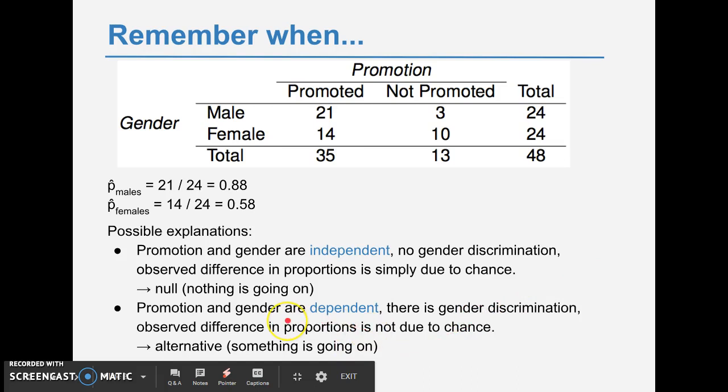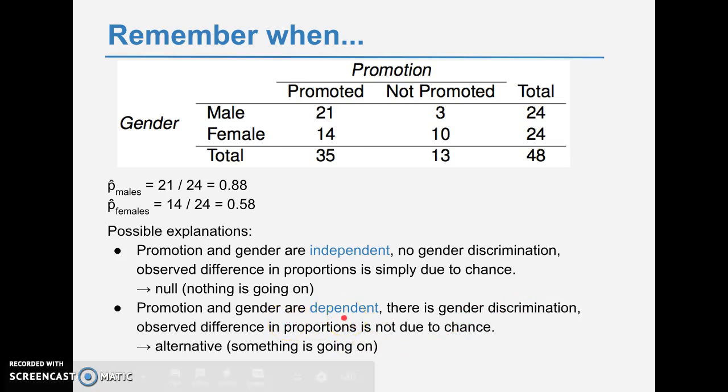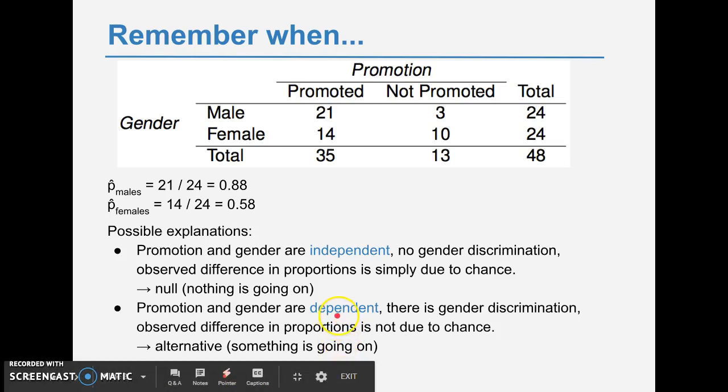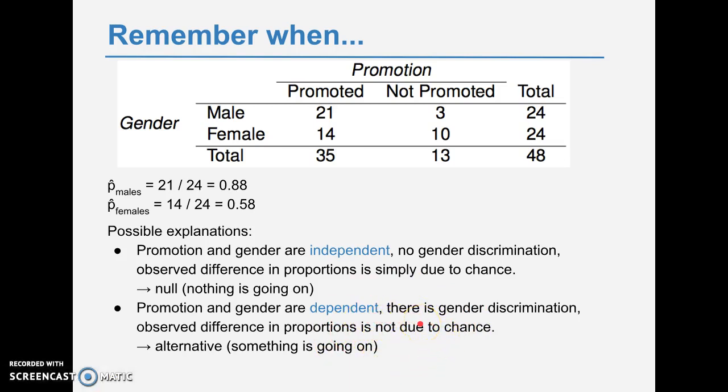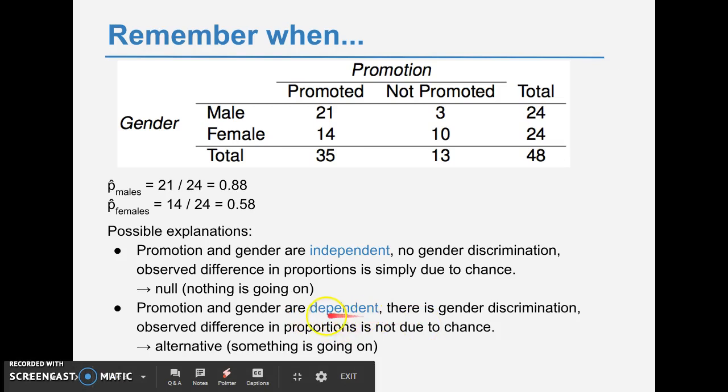Now, the other scenario is that the gender promotions are not independent. If they're dependent, that means that gender is a factor in whether or not the person gets a promotion. So there is gender discrimination. So dependence is a bad thing here. That means that your chance of getting a promotion depends on your gender. So the alternative to the null, meaning it's no problem, would be that yes, indeed, females are not promoted as often as males.